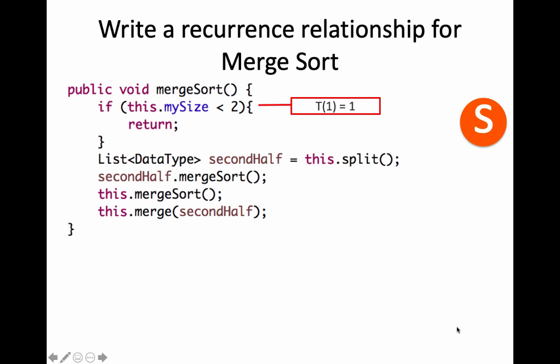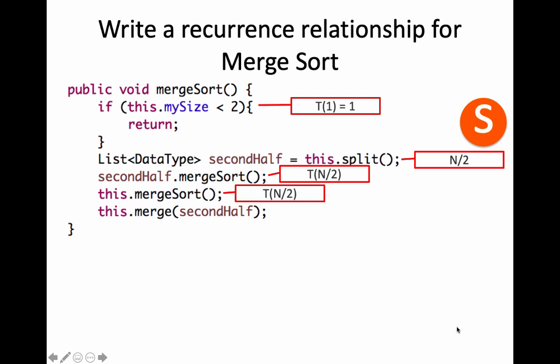Okay, then my next line where I'm splitting, I had to walk through my list till about halfway. So if my input size was n, that was going to take me n over 2 steps to split it, because I had to walk through to the halfway point of my list. Okay, now second half and this are both of length n divided by 2, and I'm going to call merge sort on the second half. So that's going to make a recursive call where the size is divided by 2. So that's a T of n divided by 2.